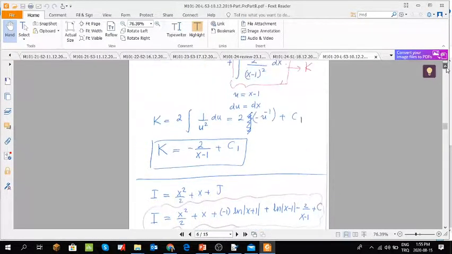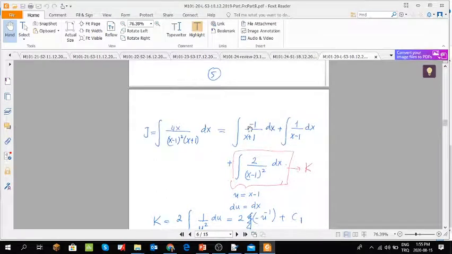Okay, because for J the first two terms are okay. Only the K was a little bit of a problem. I wanted to clearly explain it.